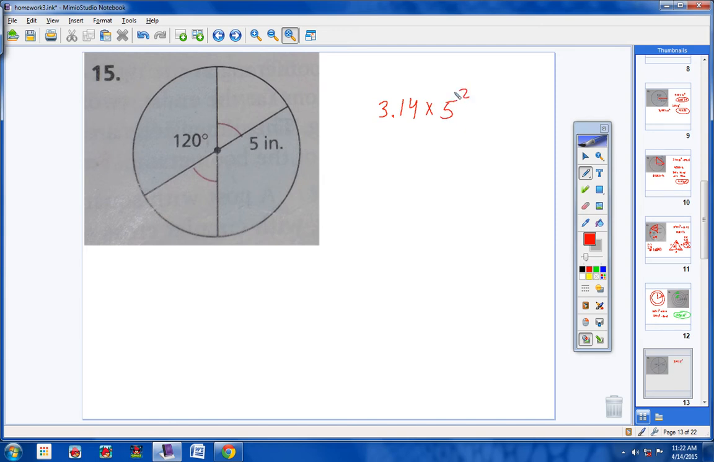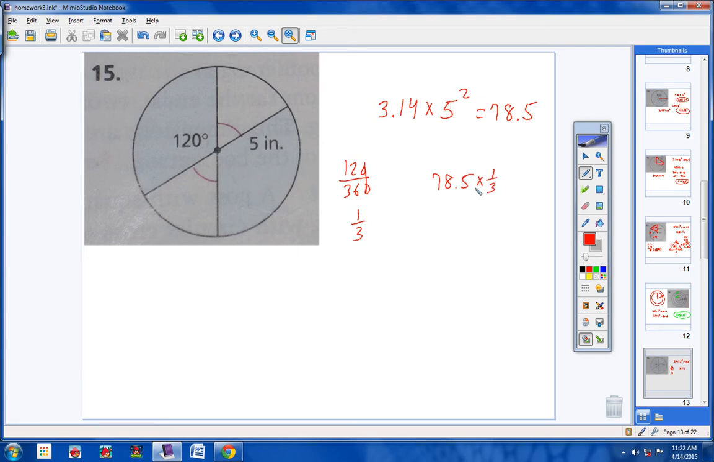3.14 times 25 gives us 78.5. So there's the area of the entire circle. Okay? Now, 120 over 360 is going to give us 1/3. So that's 1/3 of the circle. So I'm going to take 78.5 times 1/3.